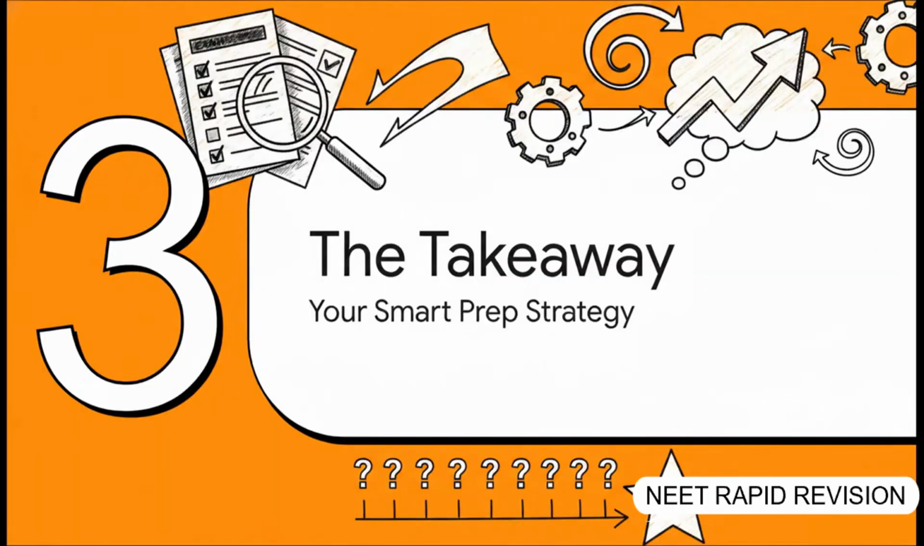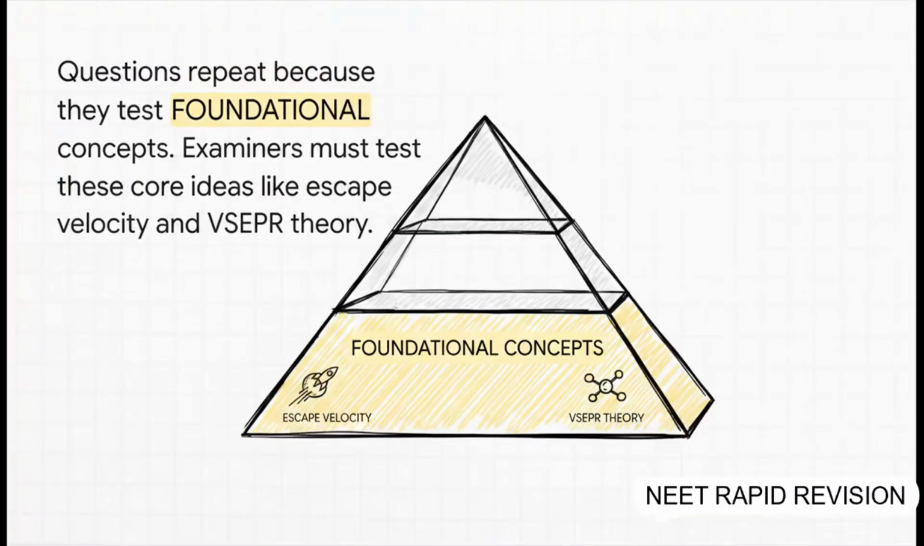Okay, so we've looked at 2 really clear examples, one from physics, one from chem, but what's the bigger lesson here? What's the smart strategy you can actually use from all this? The reason you see questions like these over and over is simple. It's not because examiners are lazy. It's because these questions test foundational concepts. They're not just random facts. They're about core ideas, like knowing your formulas or understanding basic molecular structures. The exams have to cover these basics.